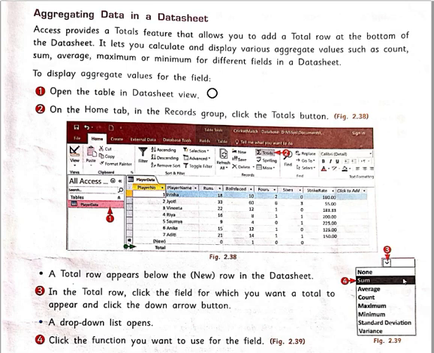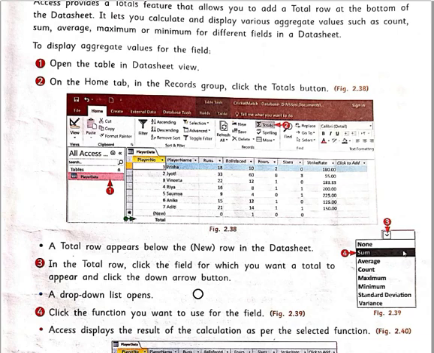Okay, so first we have to open that, and after opening you can see number 2, this one. Okay, so on the Home tab, in the Records group, we have to click the Totals button. If we click the Totals button, a total row appears below the new row in a datasheet. So if you want the sum, then we click Sum. If you want to find the average, we click Average. Okay, or maximum, minimum, standard deviation, variance, like this.